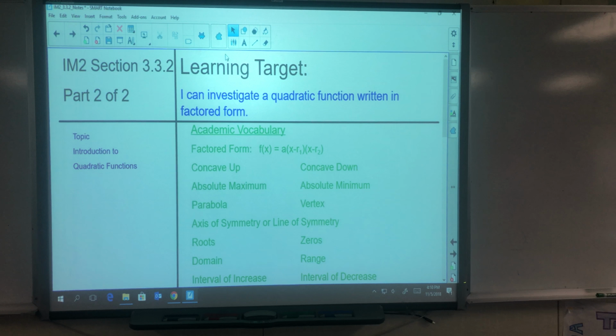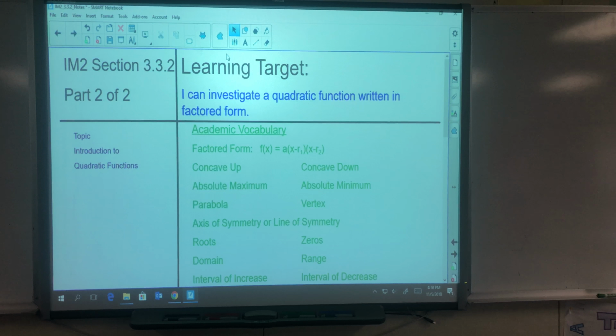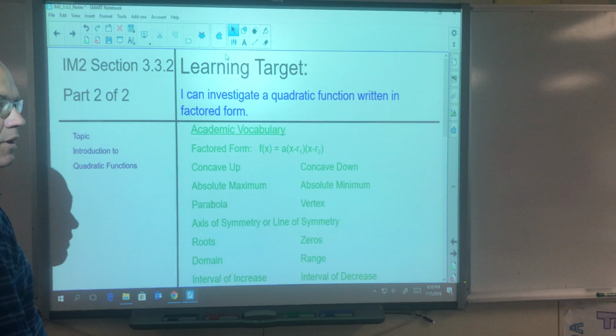These are your Integrated Math 2 Section 3.3.2 notes. This is part 2 of 2. And our learning target is: I can investigate a quadratic function written in factored form.